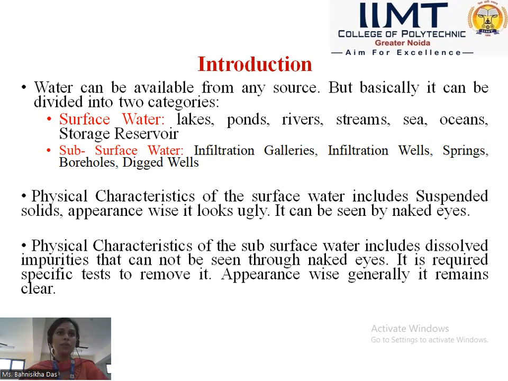Surface water, since it is present above the earth's surface, is directly exposed to the atmosphere. So it is also exposed to all the atmospheric pollution. Surface water is said to be more polluted in comparison to subsurface water. Another characteristic of surface water is that it also includes many suspended solids, and hence in appearance it may not look very pleasant to our naked eyes.